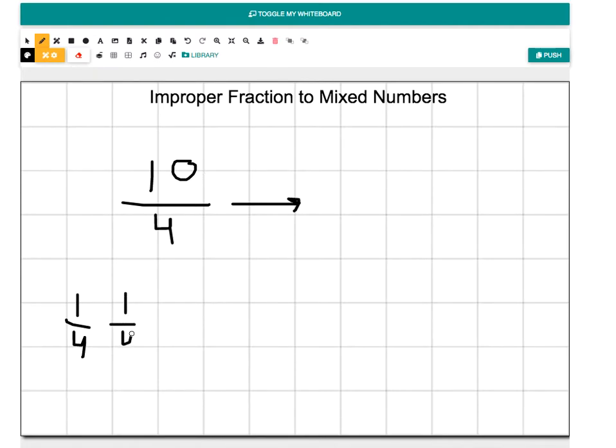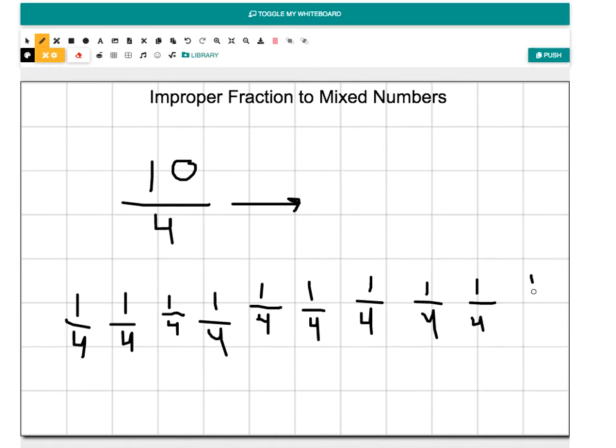So 1, 2, 3, 4, 5, 6, 7, 8, 9, 10. So I'm going to make sure I have 10 of them. I'm just going to count them to make sure I didn't miss one because I don't want to get the wrong answer. So I need to have 10/4. 1, 2, 3, 4, 5, 6, 7, 8, 9, 10.